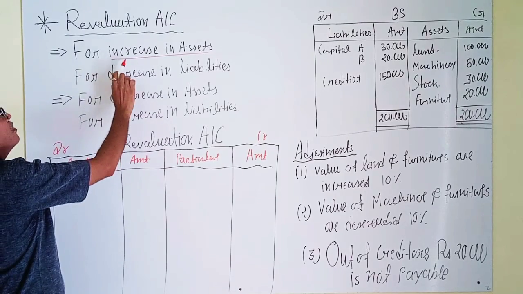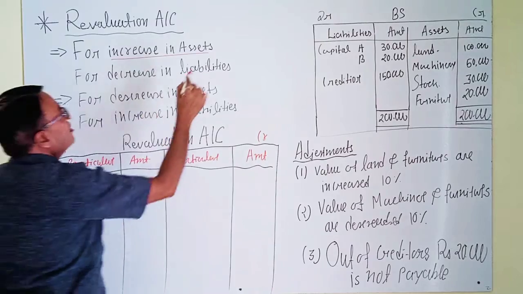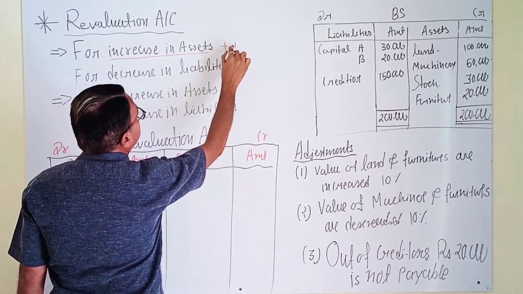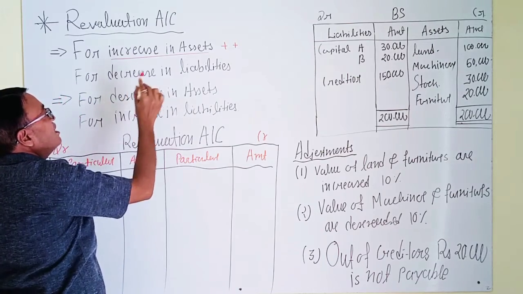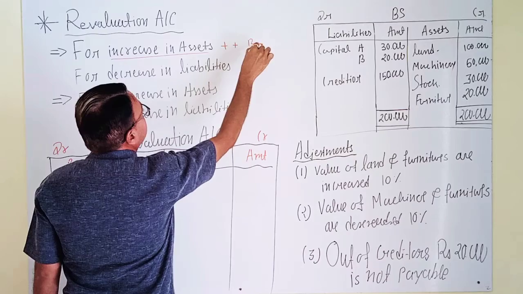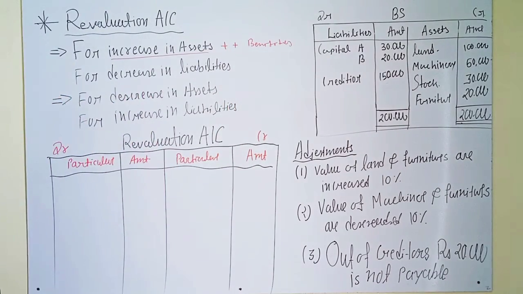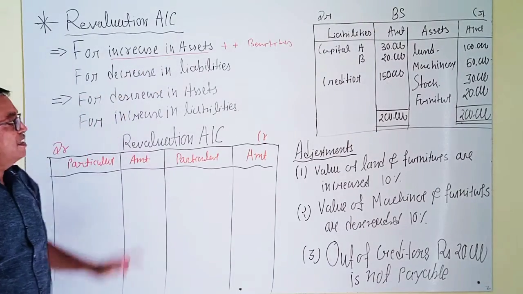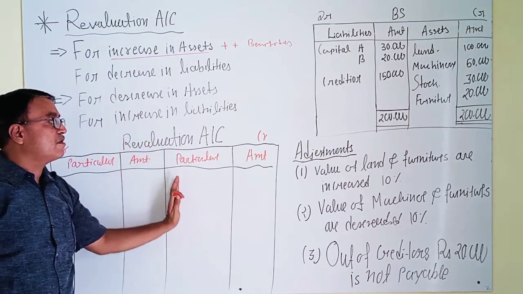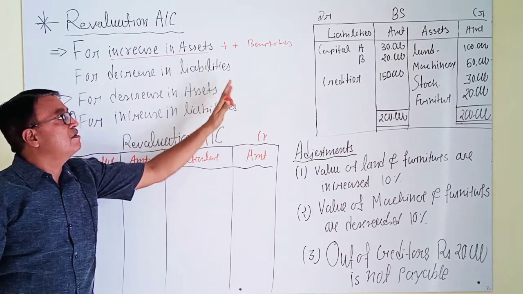Now try to understand increase in assets. Increase means, in mathematical language, I can write a plus, or I can explain that it's our benefit. If we have got any type of benefit in assets, then benefits are always recorded on the credit side of the revaluation account. Only the credit side, because it is our benefit.